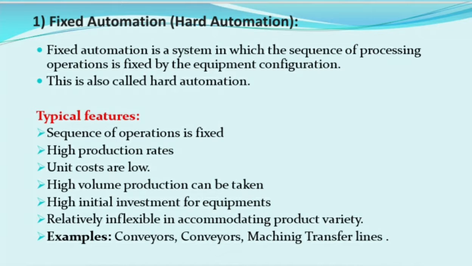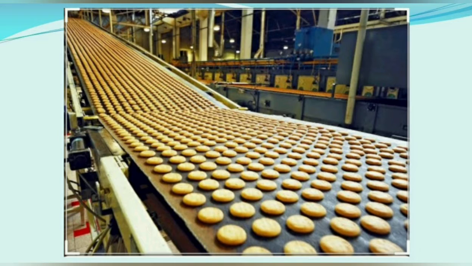Therefore, this automation provides higher production rates. Due to the high production rate, unit costs are low. This automation is inflexible in accommodating different product varieties. Therefore, this automation cannot be used for batch production, but we can use this type of automation for high volume production. This conveyor belt is an example of fixed automation.